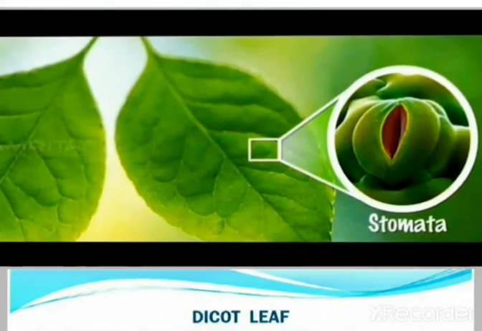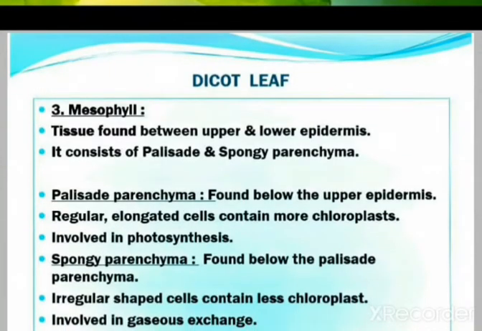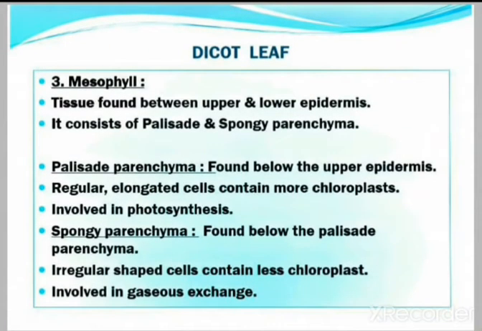Next, mesophyll. The ground tissue of the leaf is called the mesophyll. The tissue found between the upper epidermis and lower epidermis is called mesophyll. It consists of two types of parenchyma, that is palisade parenchyma and spongy parenchyma.